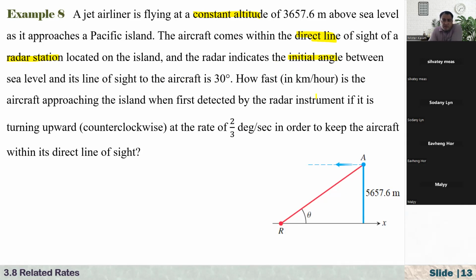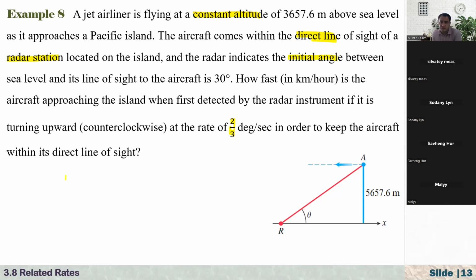How fast in kilometers per hour is the aircraft approaching the island when first detected by the radar instrument, if it is turning upward counterclockwise at the rate of 2/3 degrees per second in order to keep the aircraft within its direct line of sight? I didn't understand much. Let's read it one more time. Okay, the jet airliner is flying at a constant altitude.